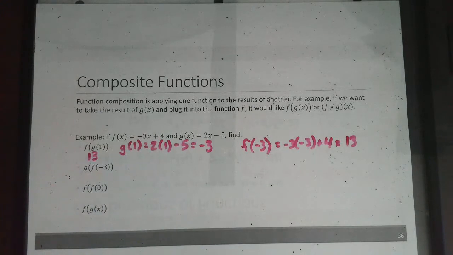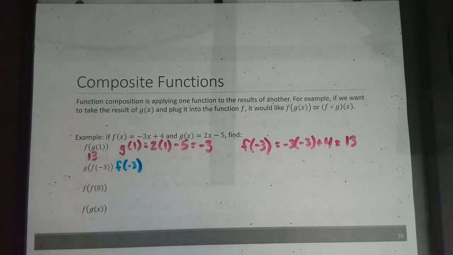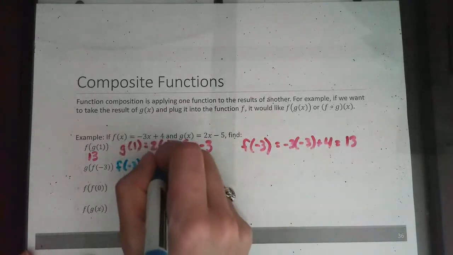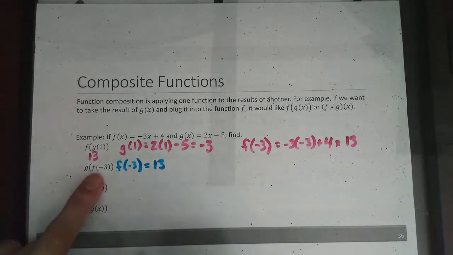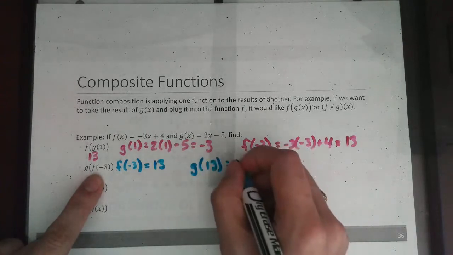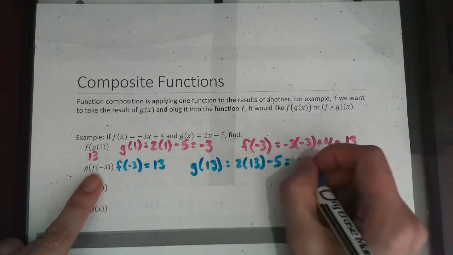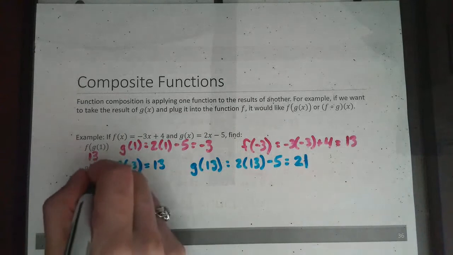Next up, we're looking at g of f of negative 3. So again, we want to start on the inside. F of negative 3. Hey, we already found that. F of negative 3 was equal to 13. Now I want to take that f of negative 3, replace it with a 13, and that means I'm finding g of 13. That'll be equal to 2 times 13 minus 5. 26 minus 5 is 21. So g of f of negative 3 is equal to 21.